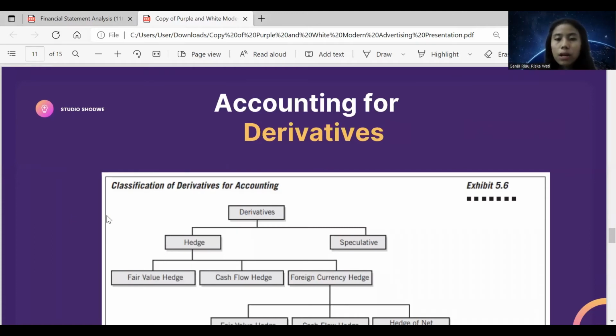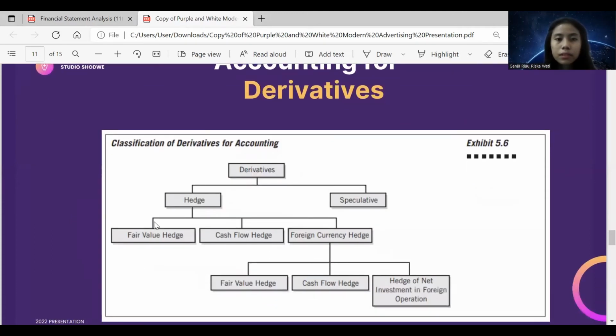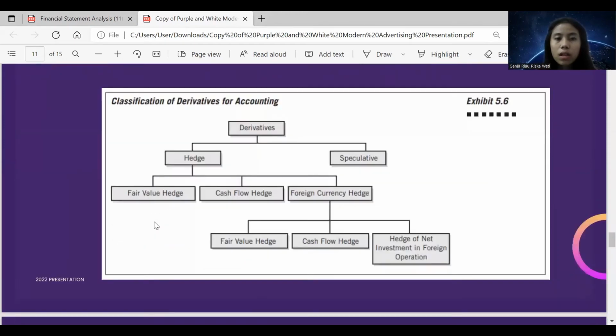Next. So this is the example of classification of derivative accounting. All derivatives, regardless of their nature or purpose, are recorded at market value on the balance sheet. This means if a derivative is an effective hedge, the effect of changes in fair value usually should cancel out and have a minimal effect on profit and stockholders' equity.